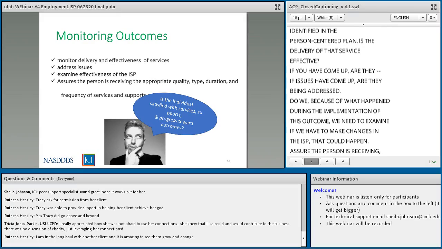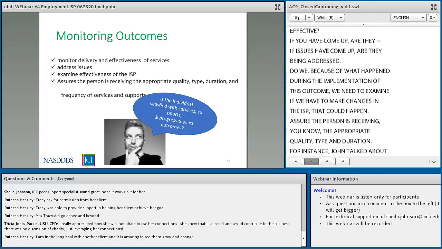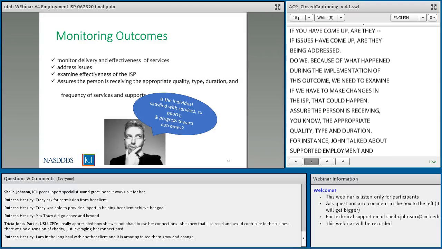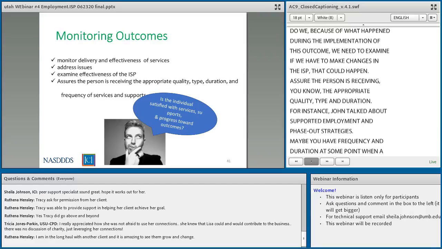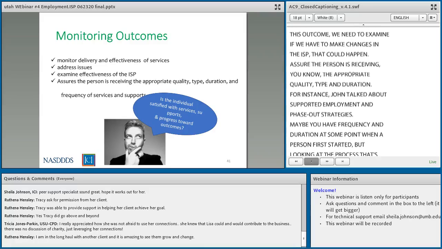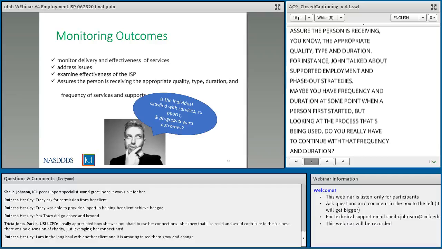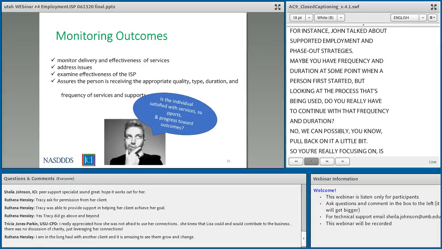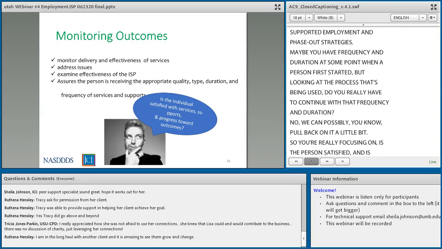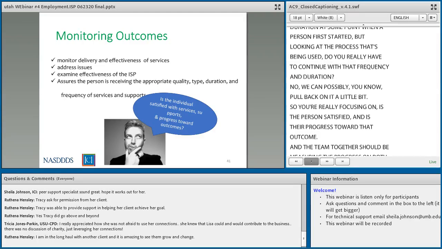For instance, John talked about supported employment and phase-out strategy. Maybe you had frequency and duration at some point when a person first started, but looking at the progress that's being made, do you really have to continue with that frequency and duration? No. We can possibly pull back on it a little bit. So you're really focusing on, is the person satisfied? And is there progress toward that outcome? The team together should be measuring the progress on both the outcomes and the actions that people are taking and the ultimate achievement of them.